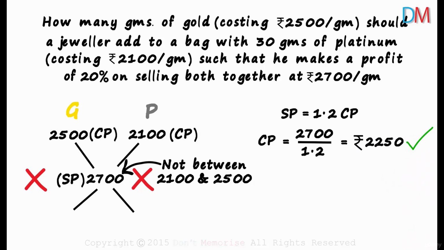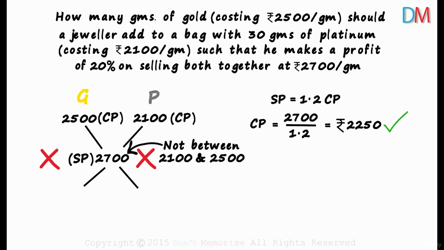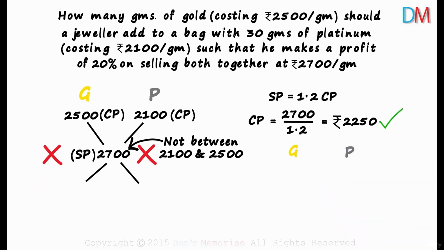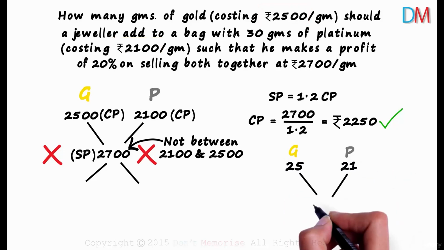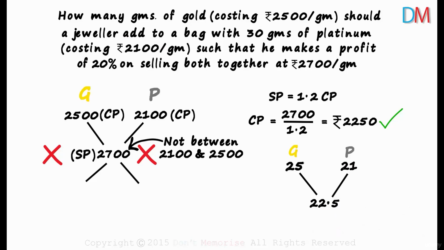Now we have all the data we need. So let's use the alligation concept for gold and platinum. Why are we using the alligation concept here? It's because the resultant average is given. If the resultant or the weighted average is given, alligation is always faster. The cost price of gold is 2,500, that of platinum is 2,100, and the resultant cost price is 2,250. Notice that we have divided each of the three parameters by 100. We did this to make our calculation simpler.